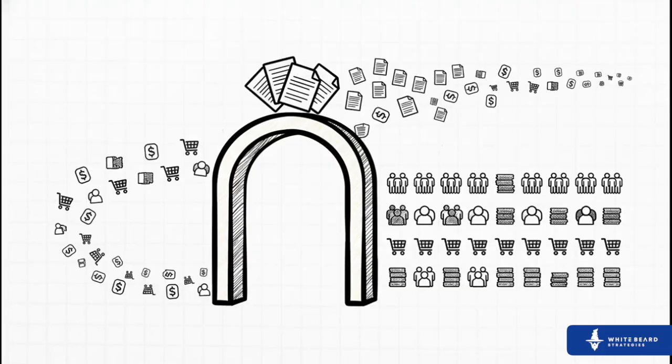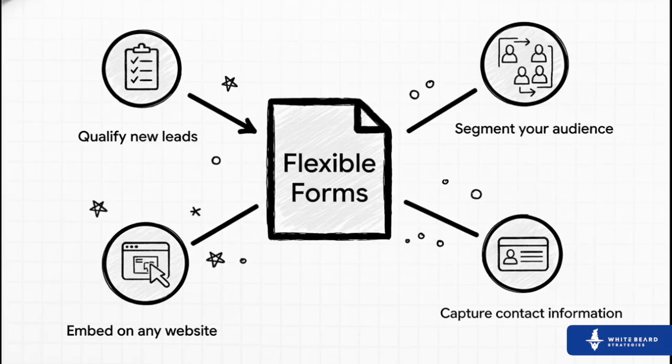The foundation for all of this is GHL's ability to let you create unlimited forms and surveys. And I'm not just talking about a simple little contact us box. No, this is about building a smart gateway for every single person who wants to connect with your business. And this is where the real flexibility comes in. These forms go way beyond just grabbing a name and an email. You can use them to actually qualify leads with specific questions. You can gather amazing feedback, and you can even automatically segment your audience based on how they answer.